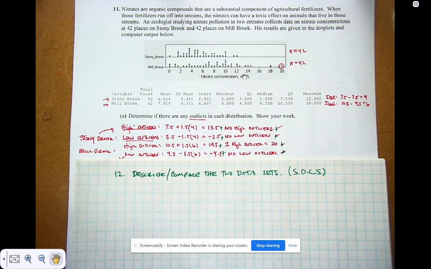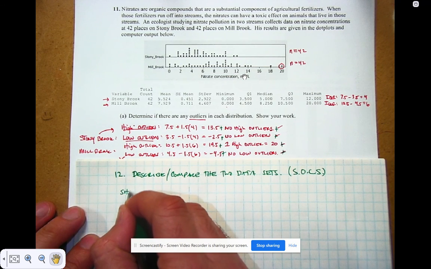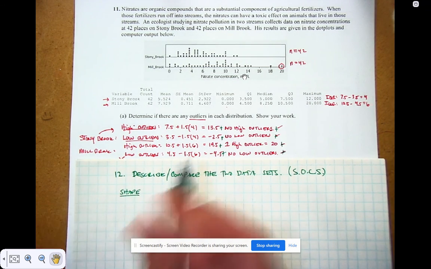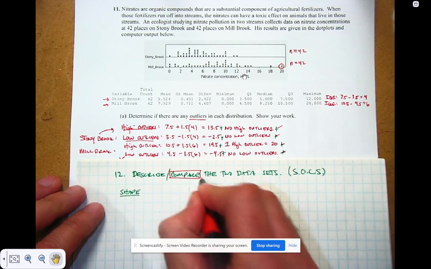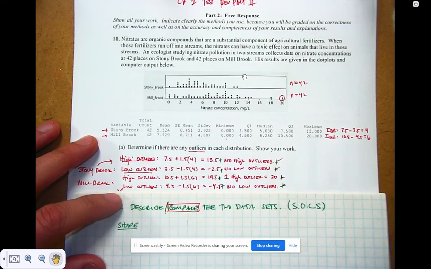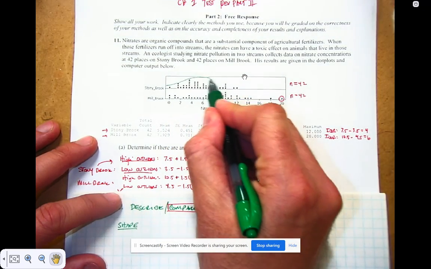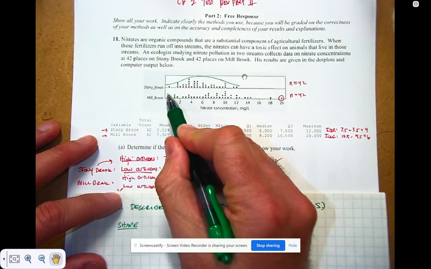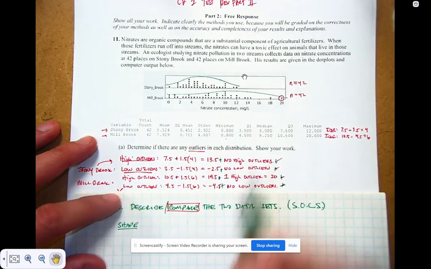So we're going to use our SOCS. So let's first talk about shape. And you're supposed to use these comparison words, right? This is the big one I'm looking for. So you want to compare them. Well, how do you do that? All right, well, let's look at this shape. This guy here, if you draw a smooth curve over it, it looks like that. This guy here, if you drew a smooth curve over it, it looks like that.